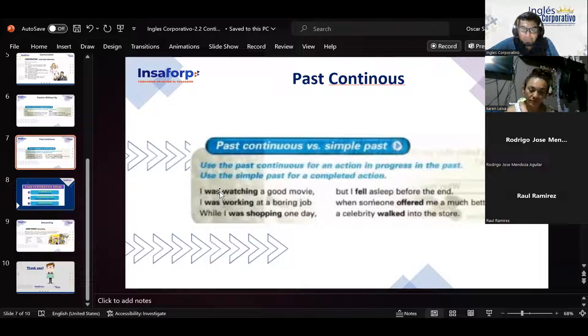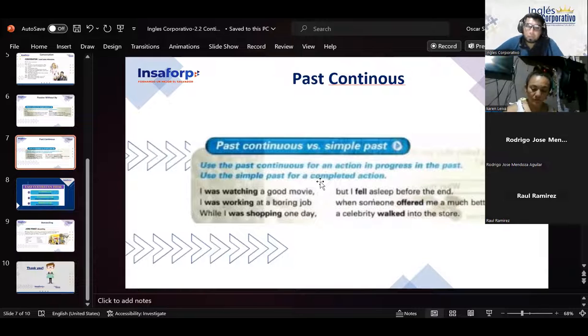Because if the movie was completed, if you actually watched the whole movie, it will simply be a simple past sentence. And you will have to say, I watched a good movie. And that will be it. I watched a good movie. Of course, then you can include when this happened. For example, you could say, I watched a good movie last Tuesday. And that will be a simple past sentence because the action was never interrupted by something else.